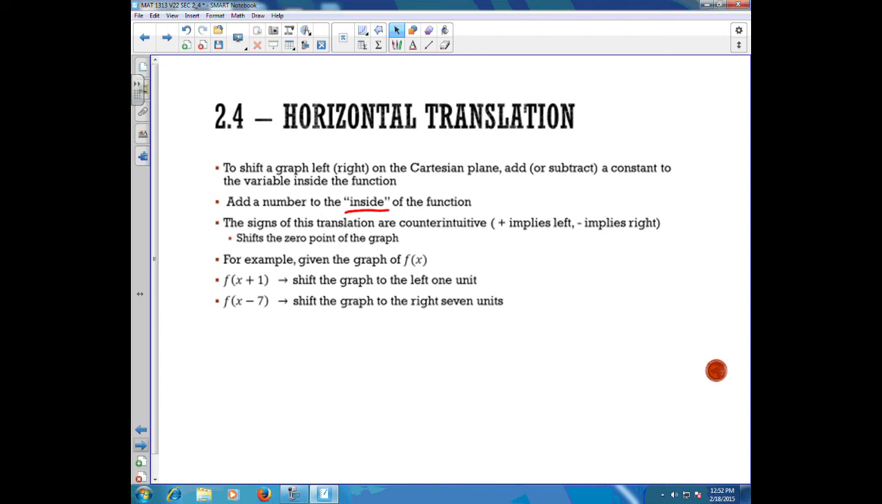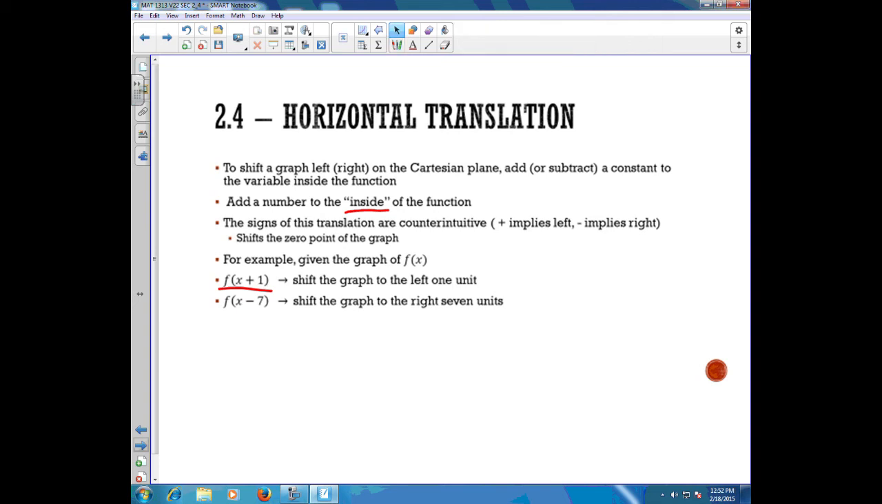So for example, if you're given f of x plus 1, the whole thing in parentheses, right? This is a function name, f of x plus 1. It's going to shift the graph to the left 1 unit. f of x minus 7 would shift it to the right 7 units.